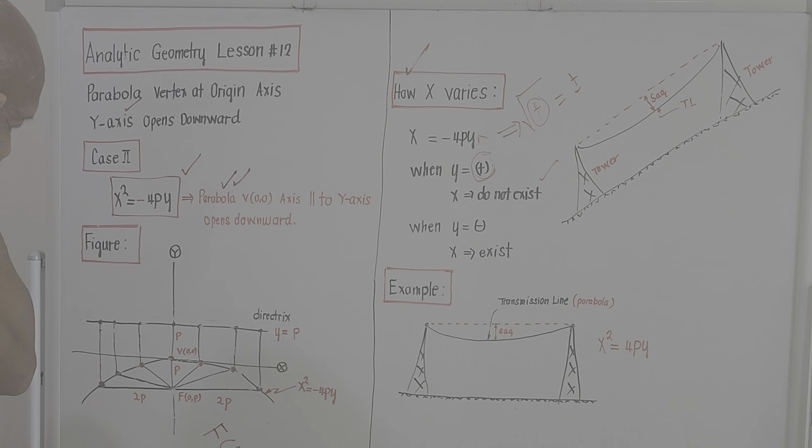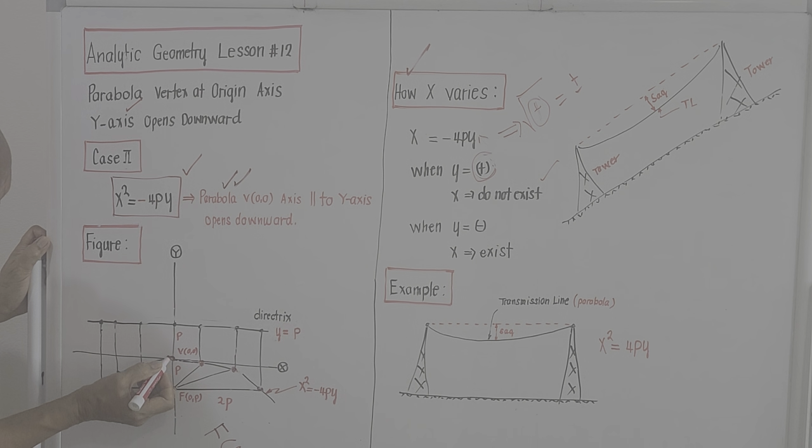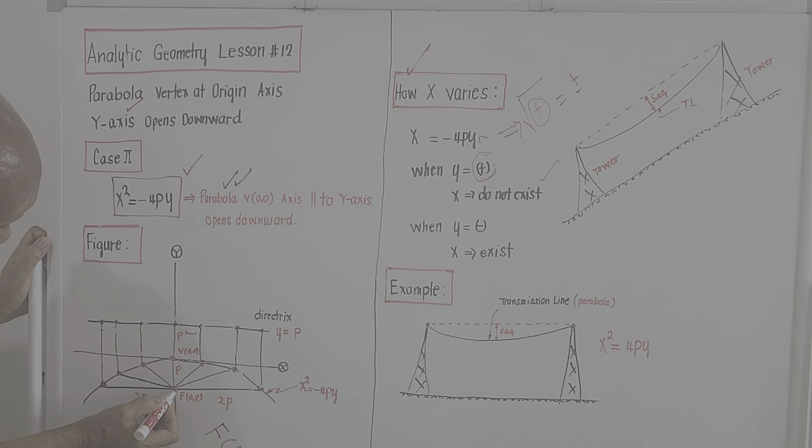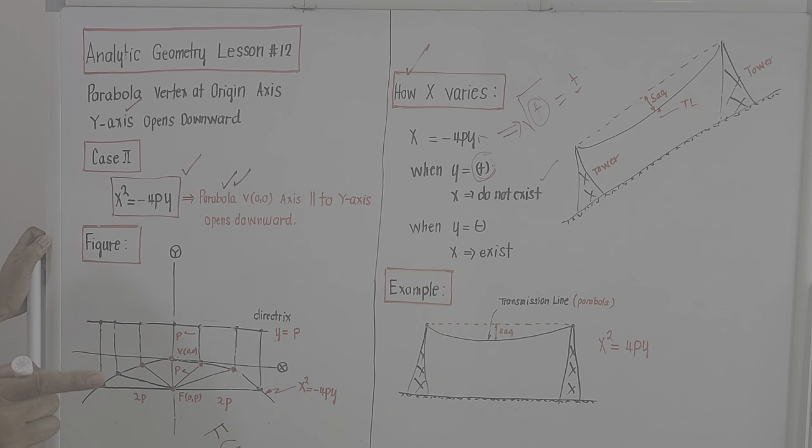For the distances, the distance of the vertex to the directrix is designated by letter P. And the distance of the vertex from the focus is also designated by letter P. This is true for case number 1, lesson number 11, and number 12.